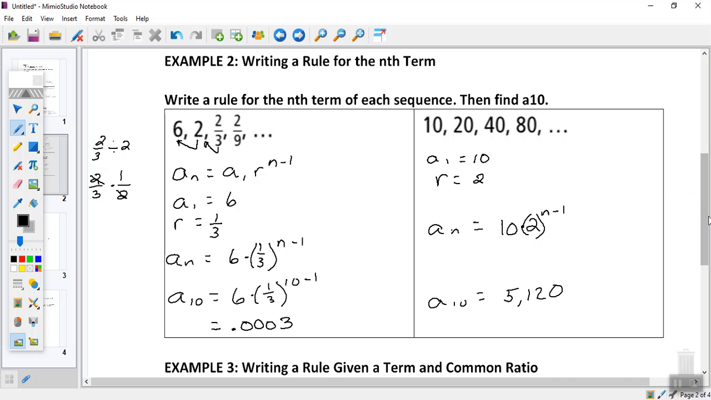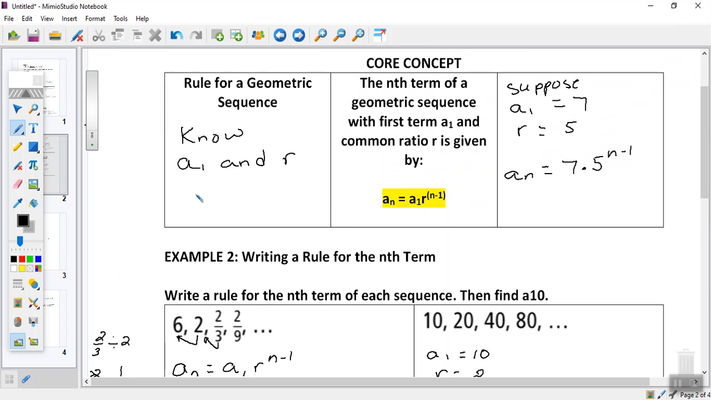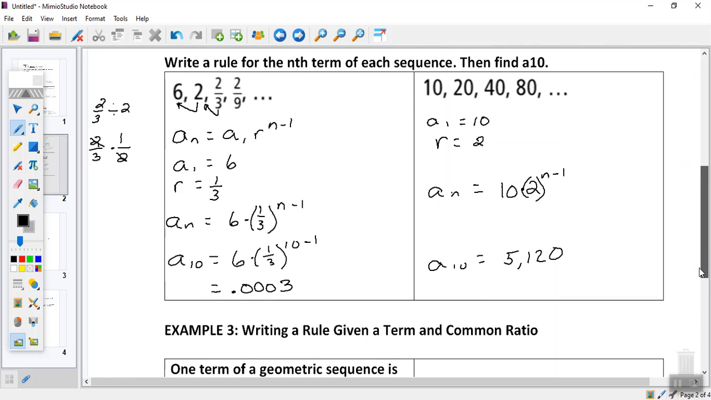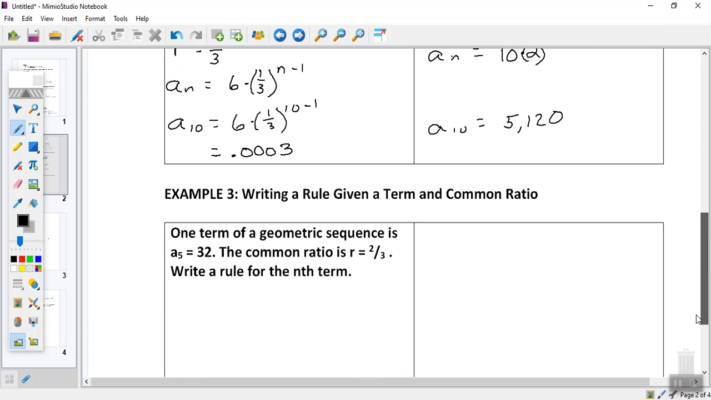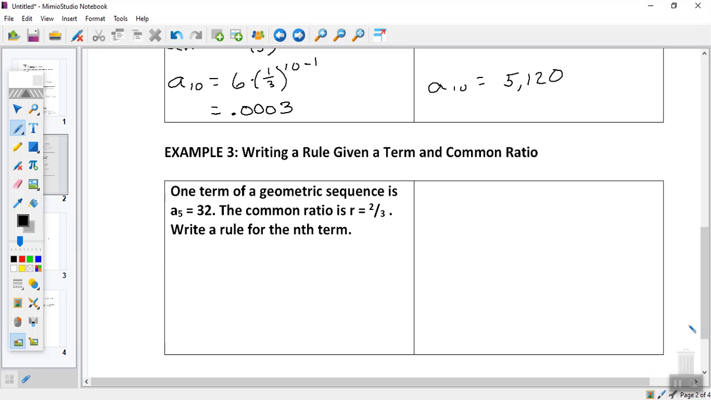Okay, let's see what we can come up with here. So again, we said what 2 things do you have to be able to write a rule for? First term and common ratio here, all right? Well, good. Writing a rule given what here, kids? Okay, this time, kids, they give you what term? 5. Okay, so the 5th term is... Do we know the first term this time? Would you guys agree right here that the fifth term, A5, would equal my first term times R to the n minus 1?